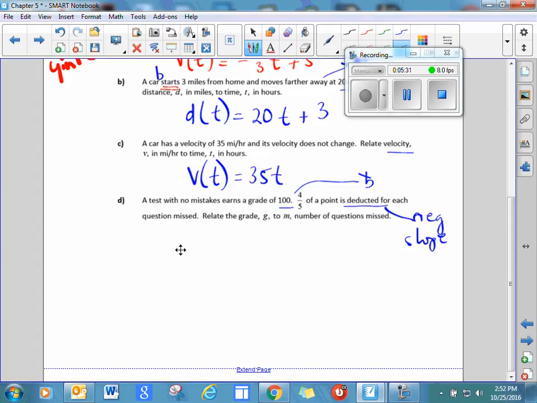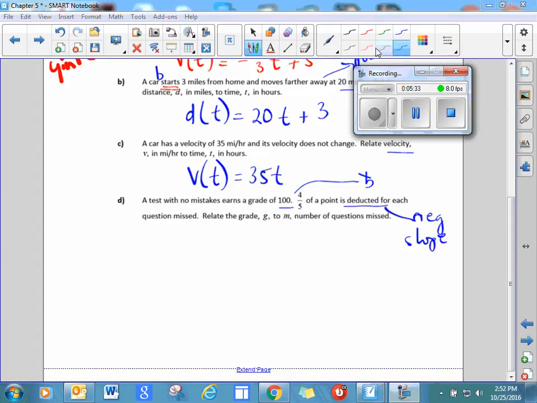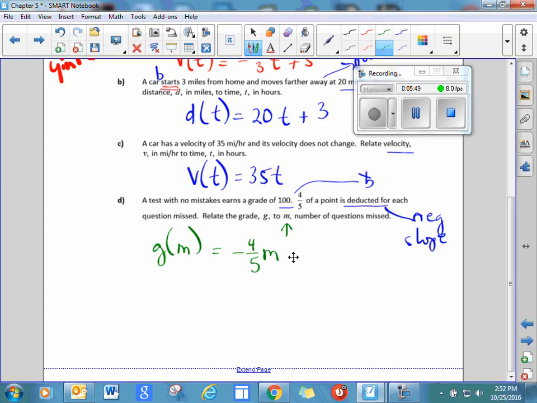So they're asking us to relate the grade. And it's a function of how many questions you miss. That's the m, number of questions missed. And that is equal to negative 4/5 number missed plus 100. So there's your starting point, and you are going down by 4/5 for every single question that you miss.